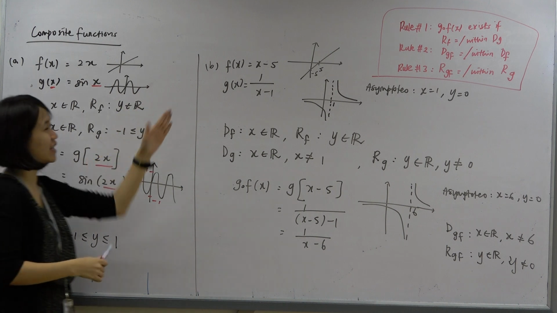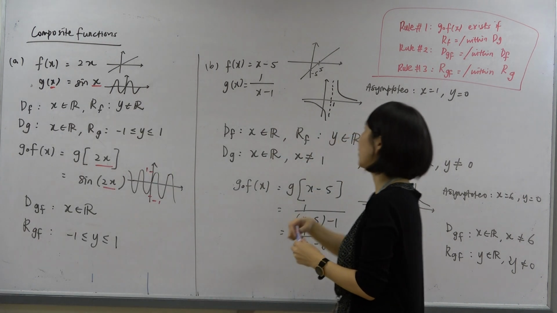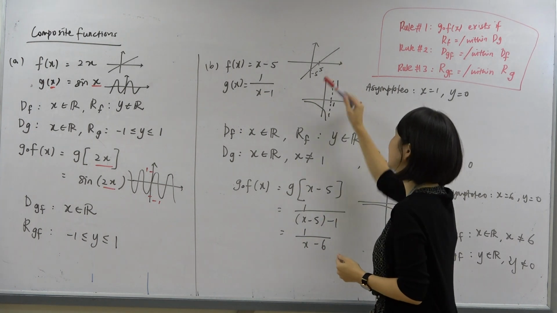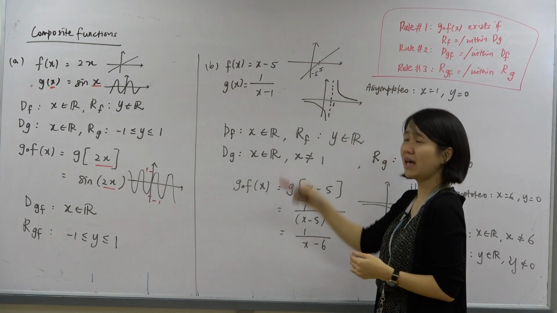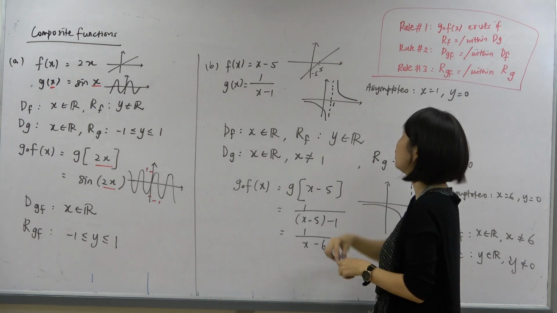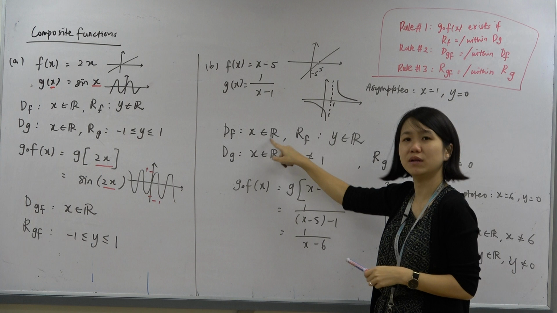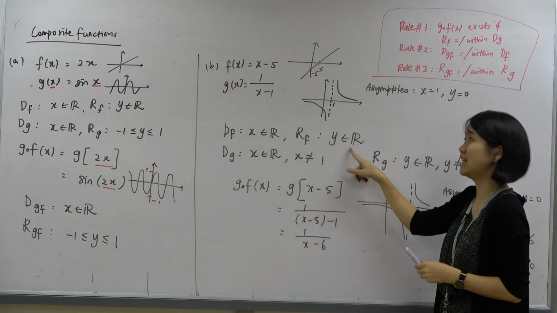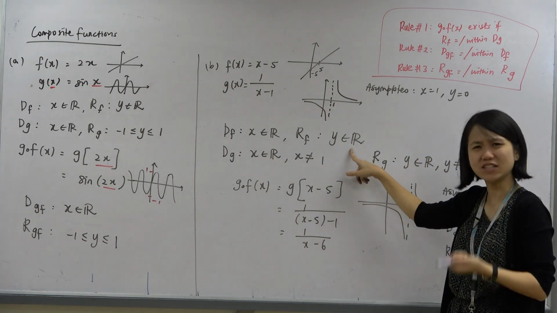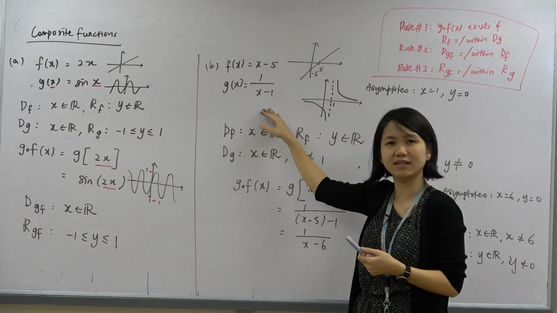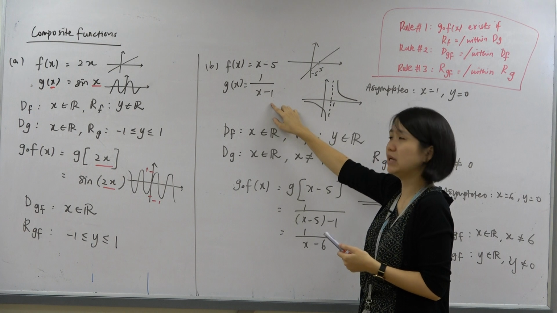So let's look at another example. We have f(x) equals x minus 5. It is again a linear function, and this is how you draw it. This linear function has a domain of x is an element of real numbers and a range of y is an element of real numbers. Linear is pretty straightforward. What about g(x) equals 1 over x minus 1? This is something I've taught you in class.